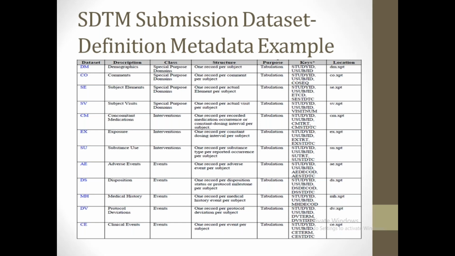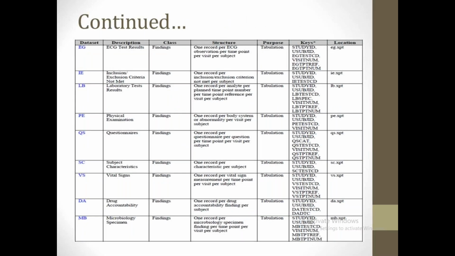And CE, clinical events, one record per event per subject. So each and every record per event we need to consider as a separate record. CE, clinical events, CE term, CESTDTC. You can see here CESTDTC. And EG is ECG test results. So these are all findings, right? If you are doing any assessment and getting a result, it will belong to the findings domain.